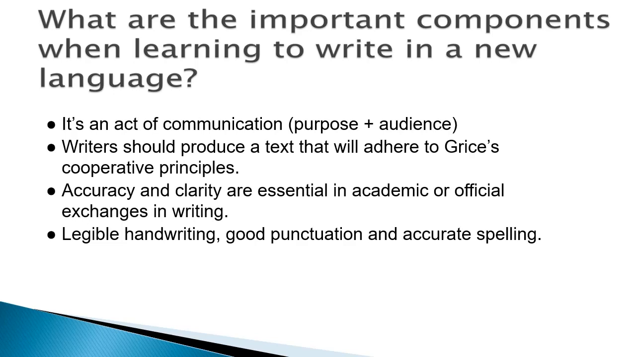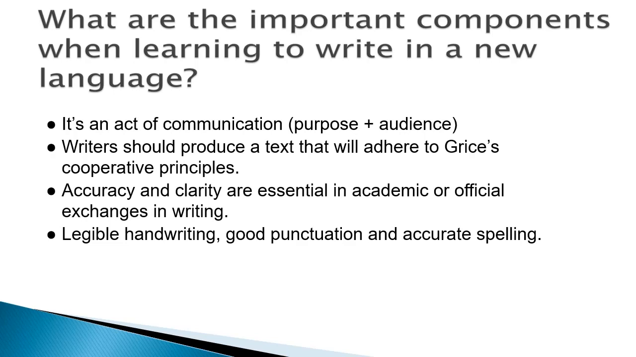Well, we need to understand that writing is an act of communication. You need to keep in mind purpose and audience. Writers should produce a text that will adhere to Grice's cooperative principles. Grice talks about 4 important principles. Number 1, quality. You need to write what is true. Quantity. Don't write or say more or less than what you should, so don't be lengthy. Relevant. Don't write in circles or say things that don't have to do with the topic. And manner, don't be obscure.